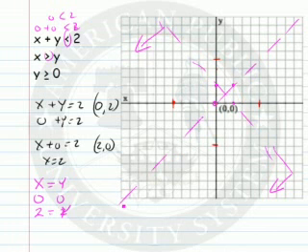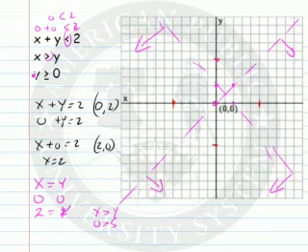Which side do we shade? Now we've got to pick something else. Let's pick the point up here. This is the point 0, 5. We'll put 0, 5 into this. We have x is greater than y, 0 greater than 5. Is that true or false? It's false. So we don't want the points up here. We want the points down here this time.